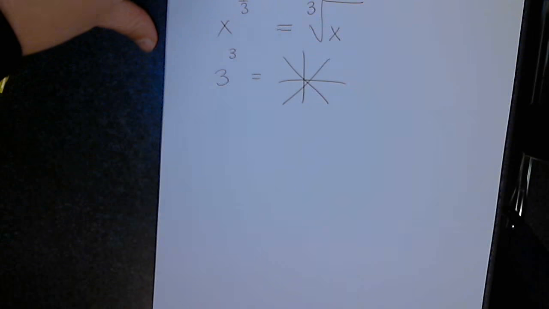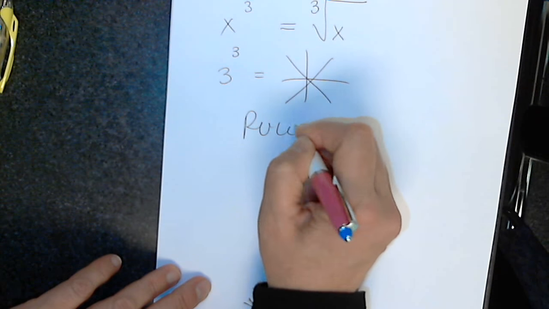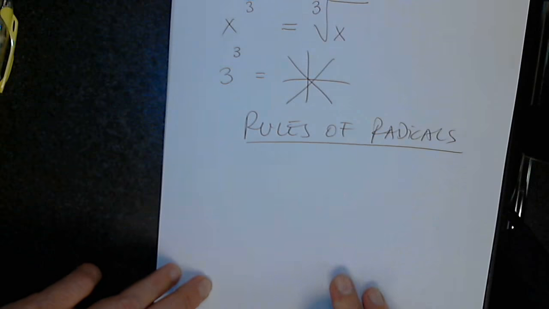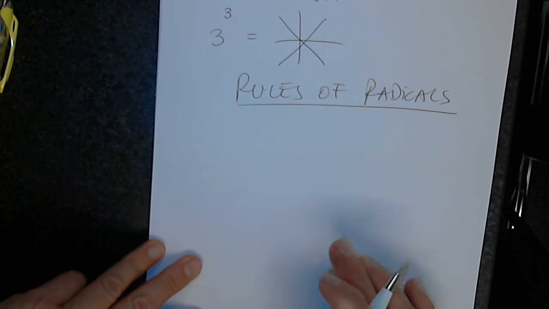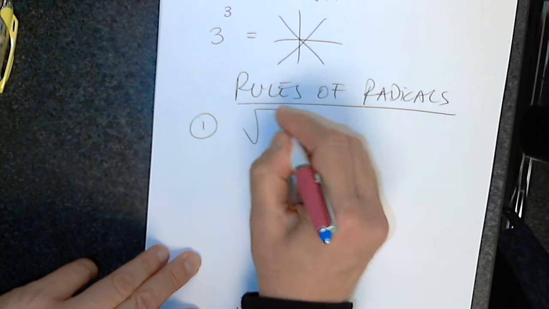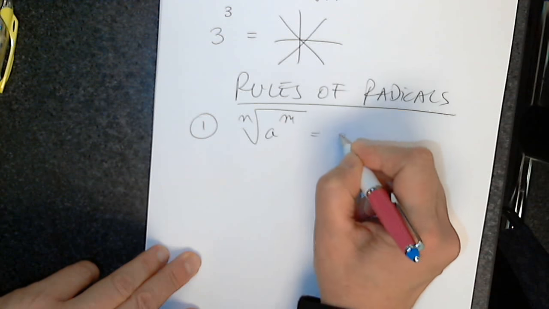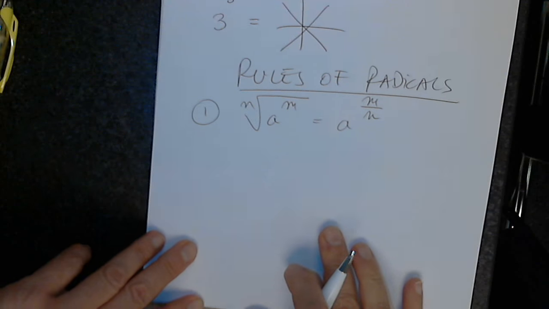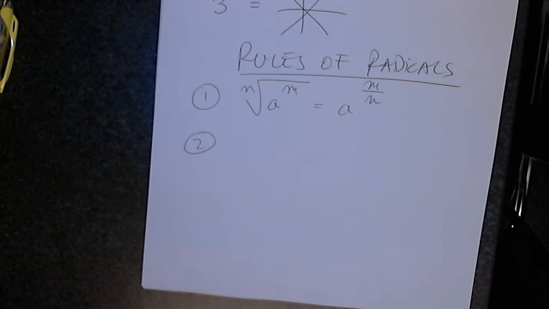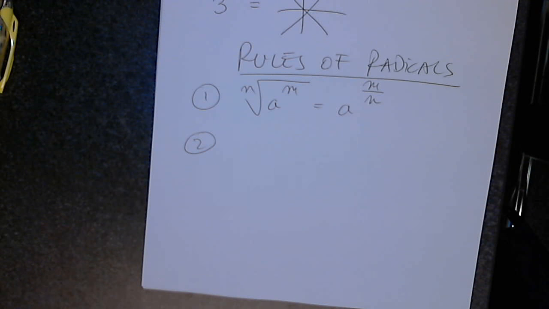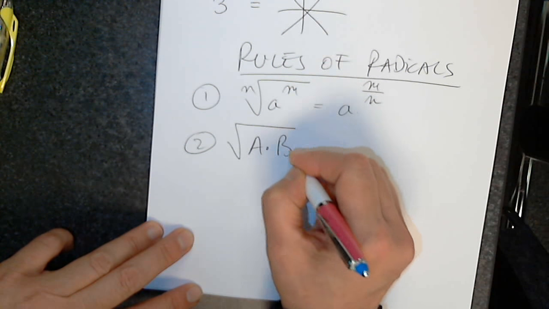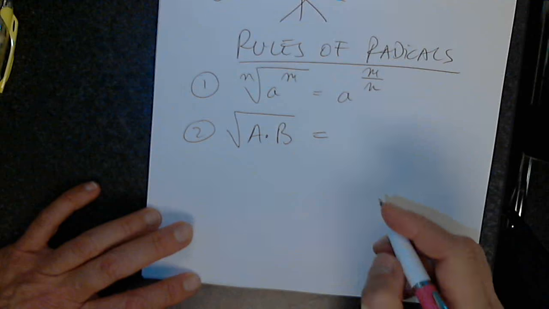Okay, now we go into rules of radicals. Rule number 1 is the one that I just mentioned. The nth root of a to the mth power is a to m over n. Here's the second rule. I'm going to use the square root for simplicity, but any root will behave in the same way. So if I have the square root of a times b, I'm allowed to split it.